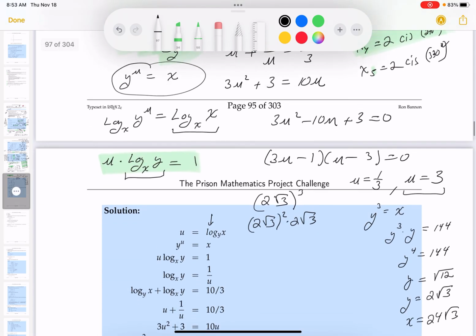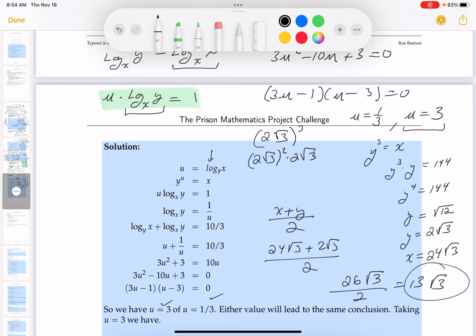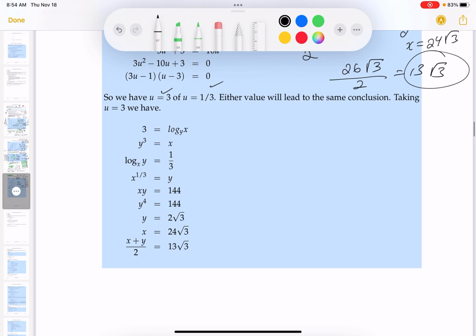Now, what do they want to know? They want to know x plus y over 2. Let's write this down. X plus y over 2. And x is 24 root 3, and y turned out to be 2 root 3 over 2. And this would give you 26 root 3 over 2, which would be 13 root 3. Now, certainly mistakes happen all the time.